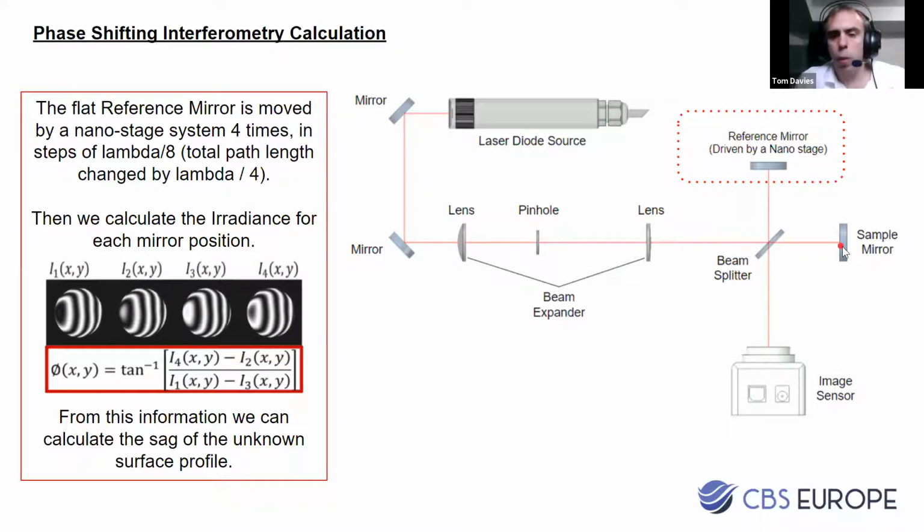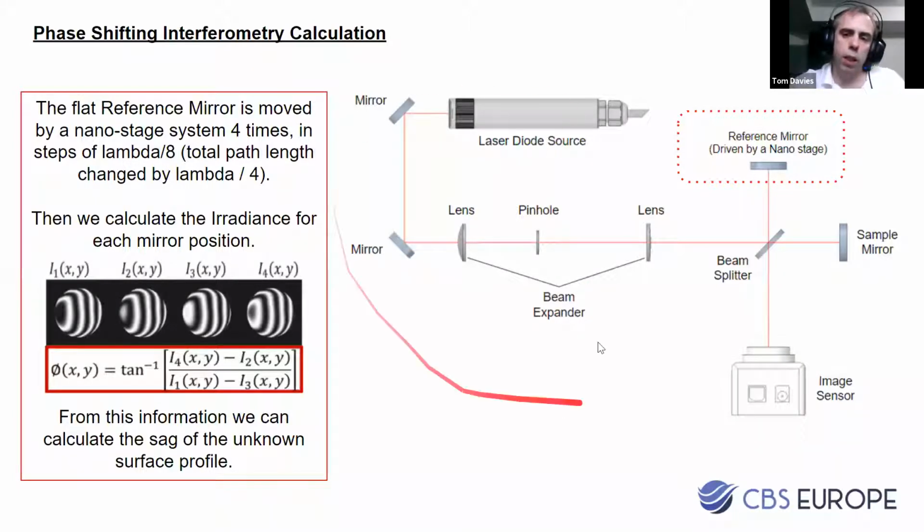Now, the whole purpose of the phase shifting interferometer is to analyze the surface profile of the sample mirror. Essentially, through a series of calculations, we can understand the unknown surface profile. And that's the demonstration that I'll be doing in just a few minutes. So after reflecting off the mirrors, the beams come back, combine, and end up on our image sensor.